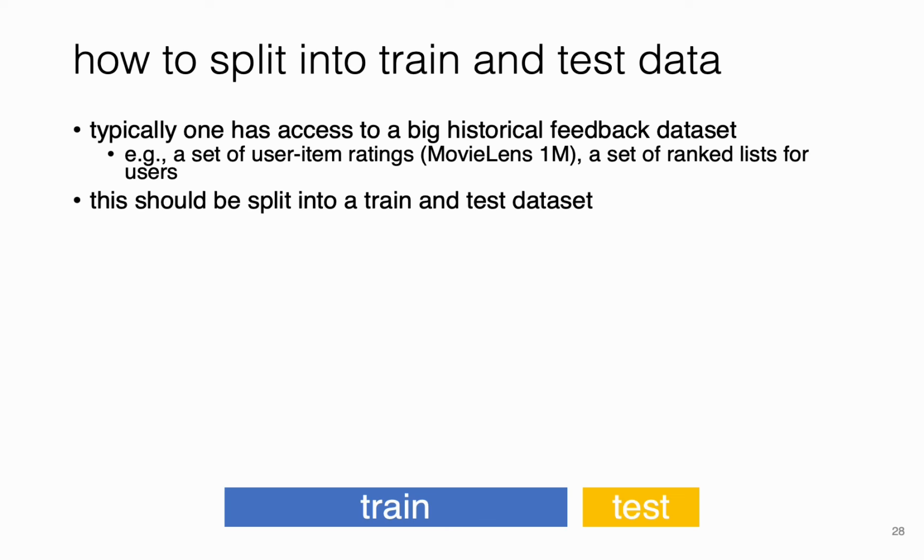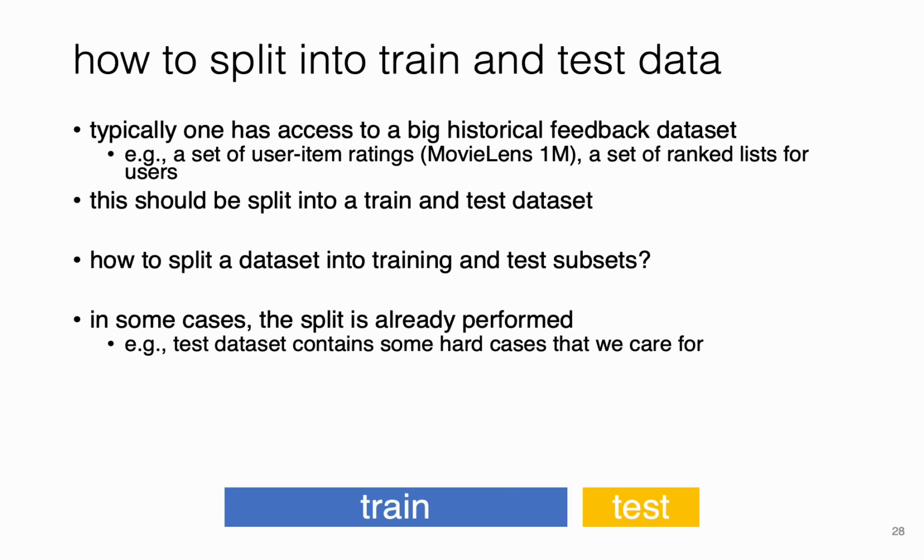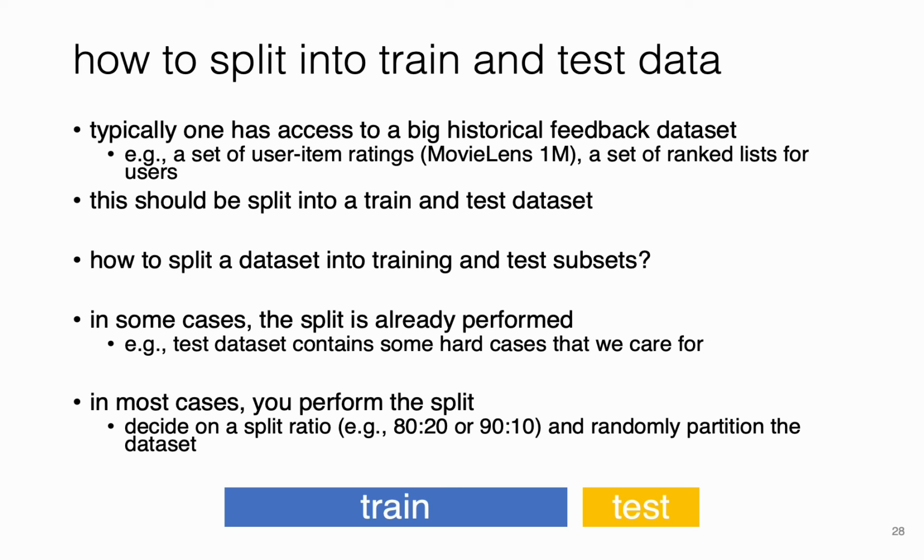Well, in some cases, the split might be given. For example, we leave for the test dataset certain hard cases that we care for. However, in most cases, you should perform the split. This means that you decide on a split ratio, something like 80% train, 20% test, and randomly partition the historical dataset.